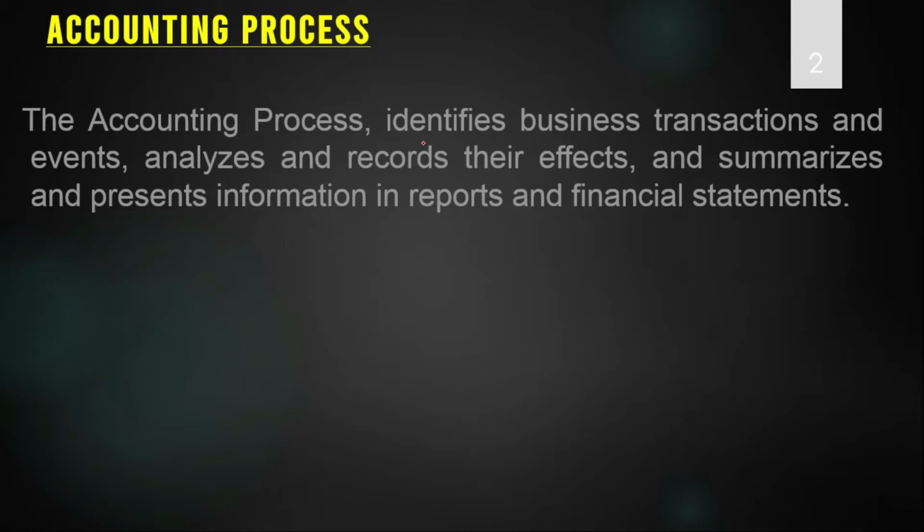The accounting process identifies business transactions and events, analyzes and records their effects, and summarizes and presents the information in reports and financial statements. So, identifying the transaction is the first thing. Second, what the transactions and events are, you must know, we have already discussed in our previous class. Then you will need to analyze. Transaction analysis has also been discussed in the previous class.